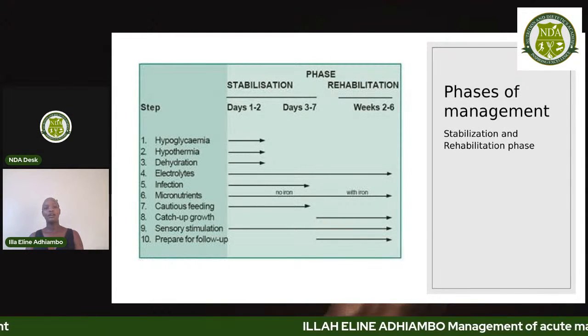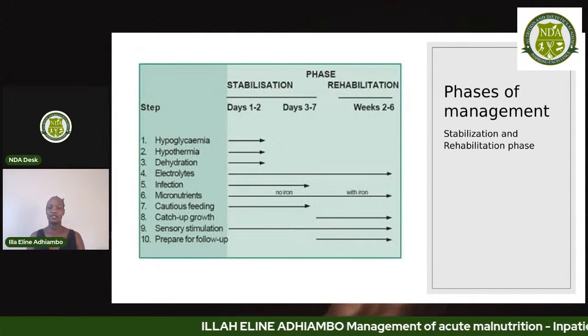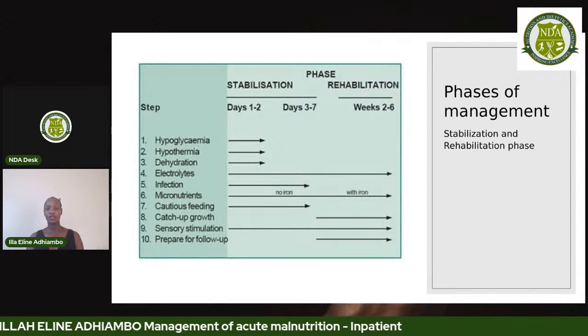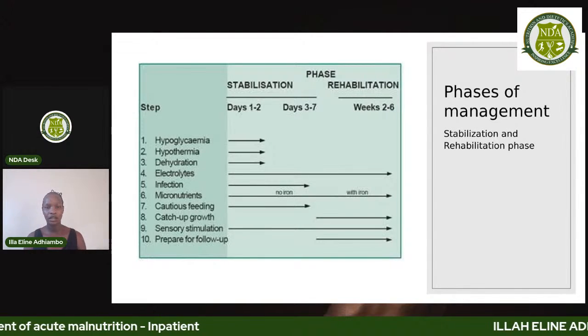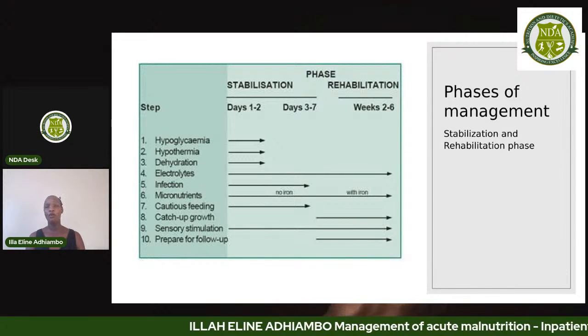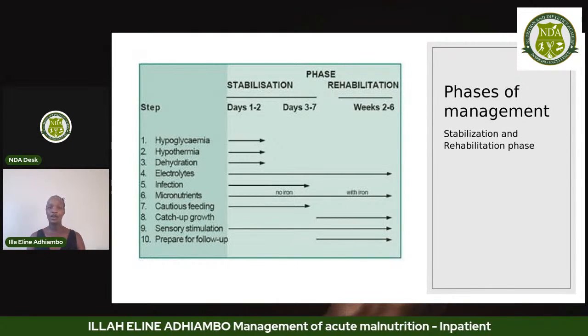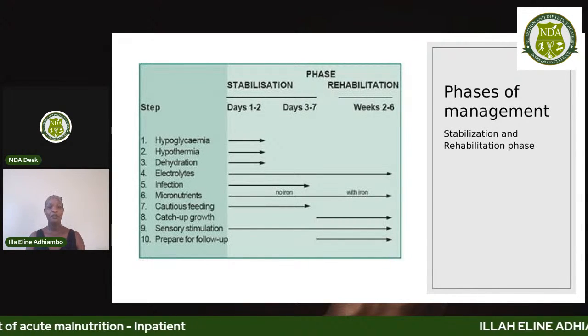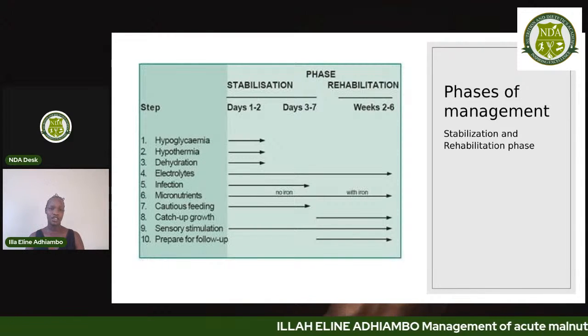Okay, this slide shows the phases that are involved. I've gone through all the phases, so this is how we are going to go through them, the number of days that the baby is in the phases. So we have the stabilization phase. The baby comes in the hospital, they're sick, we have to stabilize them. Once they are stabilized, we're going to rehabilitate them. So, like treating hypoglycemia, treating hypothermia, treating dehydration, we do that in the first 2 days.